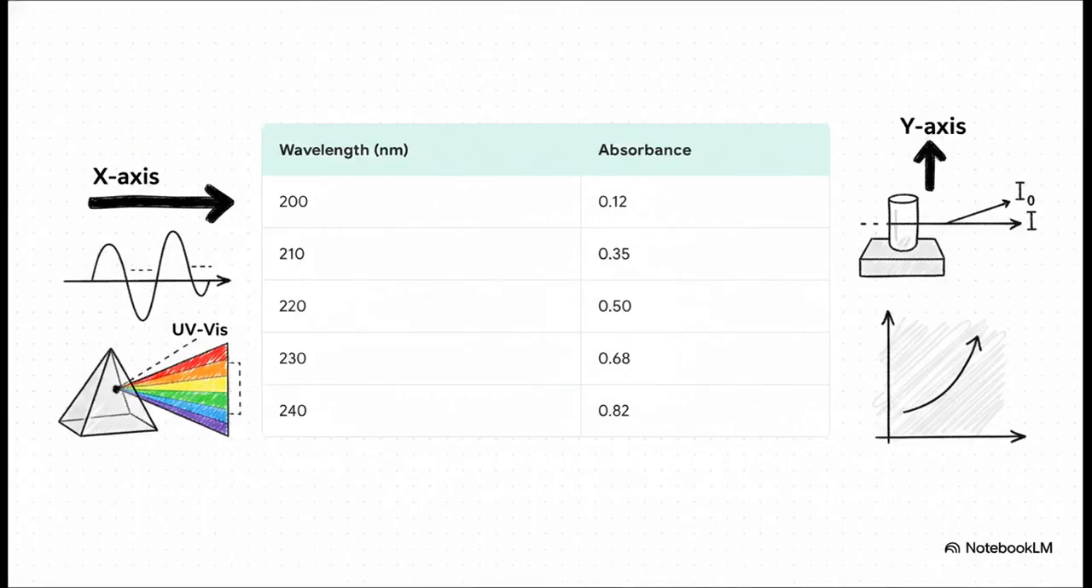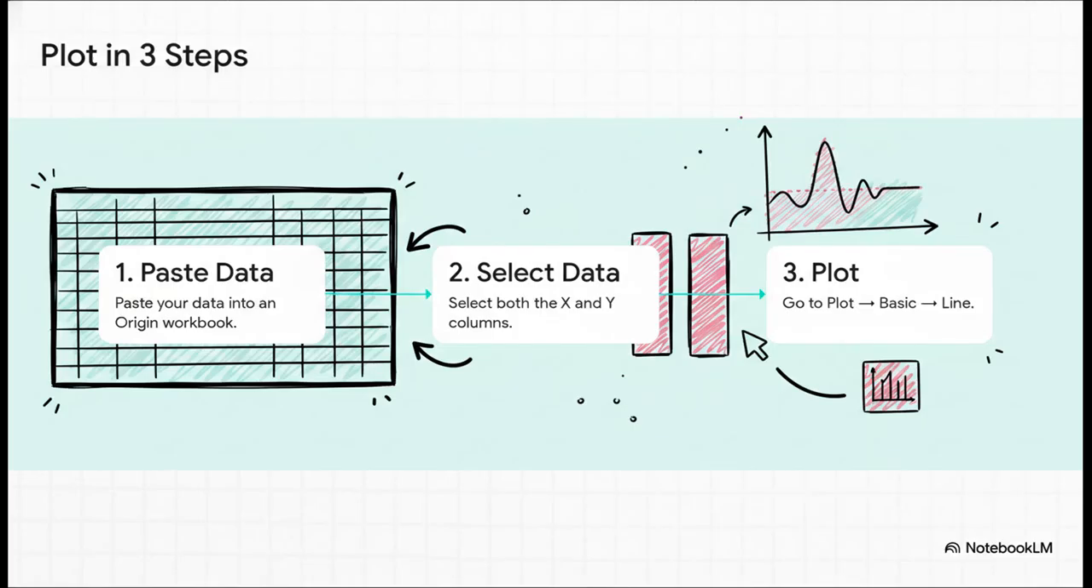So here's some super common data you might get straight from a spectrophotometer. We've got our wavelength, which is going to be our x-axis, and the corresponding absorbance, which will be our y-axis. Pretty standard stuff. And watch how simple this is. You literally just paste your data into the workbook, select those two columns, and then tell Origin you want to make a line plot. And boom, in seconds, you have your initial spectrum.